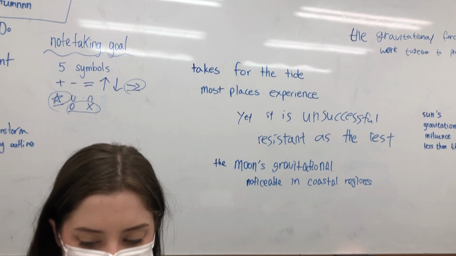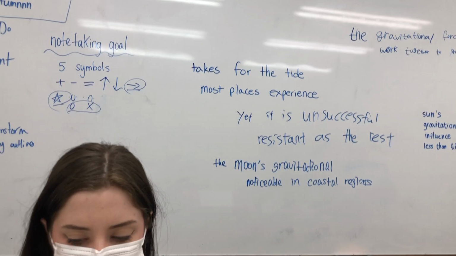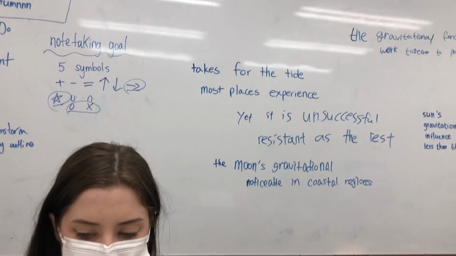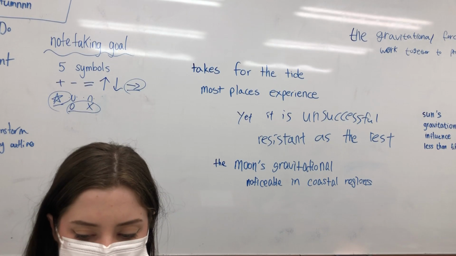Yes, when the sun and moon are at roughly 90-degree angles to one another, which happens in both the first and third quarters of the moon's phases, the tides don't change much. These are called neap tides, and they also occur twice a month.